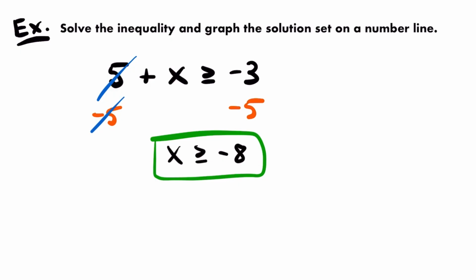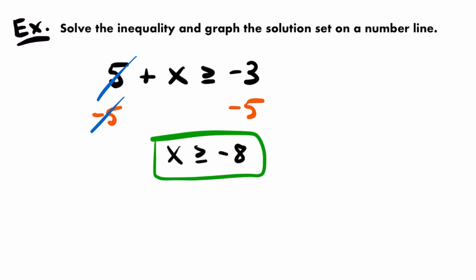What this tells us is that any value greater than or equal to -8 when plugged into this inequality will result in a true statement. You could plug in -8 since x can be greater than or equal to it, and 5 plus -8 is -3, which would make this a true statement because -3 is greater than or equal to -3. Specifically, they are equal. And you could test other numbers as well. If you picked a number bigger than -8, such as 0, and plugged 0 in here, 0 plus 5 is 5, and 5 is greater than or equal to -3. But if you picked a number smaller than -8, then the resulting statement would not be true. But this is the solution set.